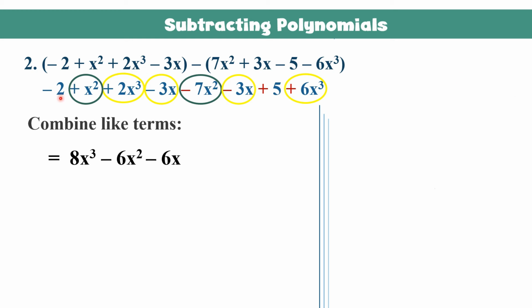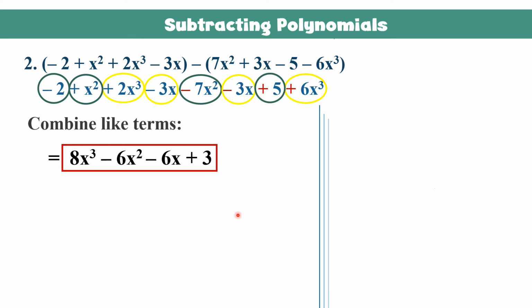And for the constant terms, we have negative 2 and positive 5. Combine these two, you will have positive 3. Since they have different sign, we subtracted them and copied the sign of the larger number. So this one is the answer.